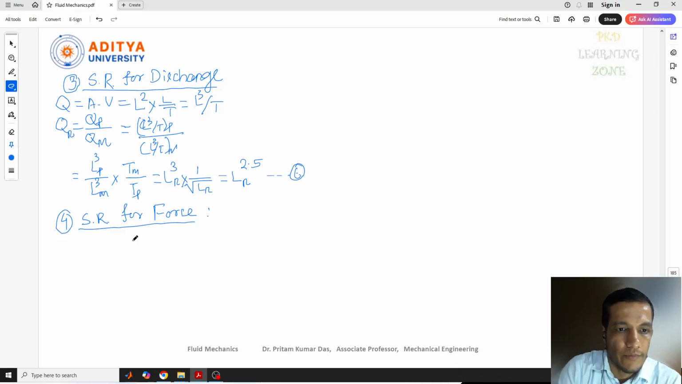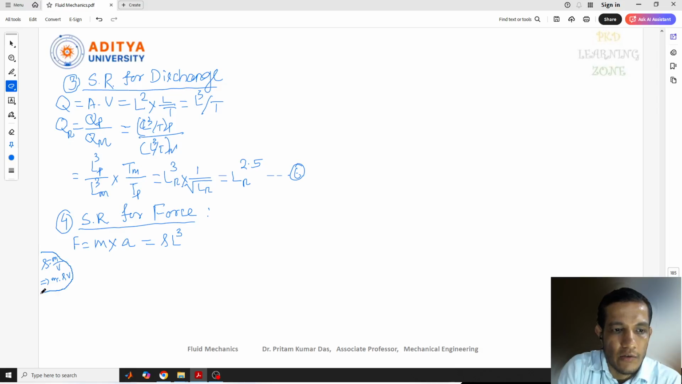So here in the force, we know that force equal to mass into acceleration. Force equal to mass into acceleration. And this one we can write again as rho L cubed for the mass, because we know that density equal to mass by volume. So here mass I can write as rho into V.